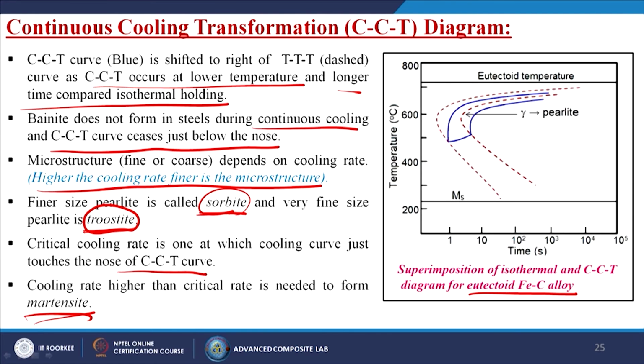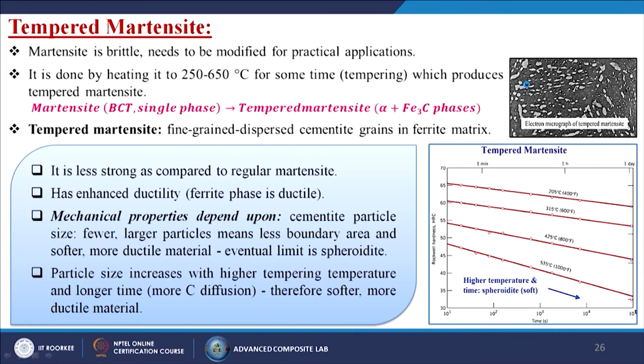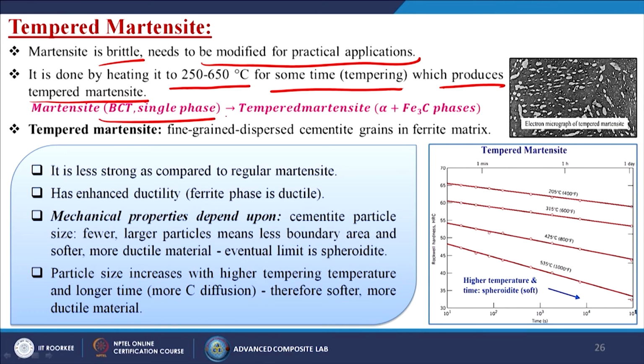In some cases, the critical cooling rate is one at which the cooling curve just touches the nose of the CCT curve. So, in this particular case it is going to touch. Now, next one is called tempered martensite. Martensite is brittle, so it needs to be modified for practical applications. This is done by heating at 250 to 650 degrees centigrade for some time, called tempering, which produces tempered martensite. Martensite, which is BCT and single phase, converts into tempered martensite, that is alpha plus Fe3C phases.